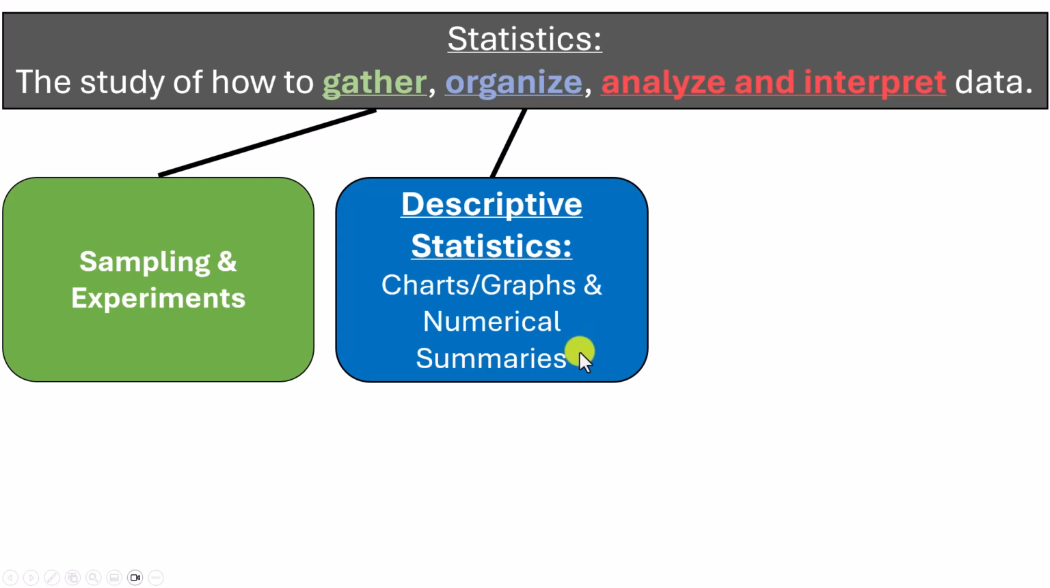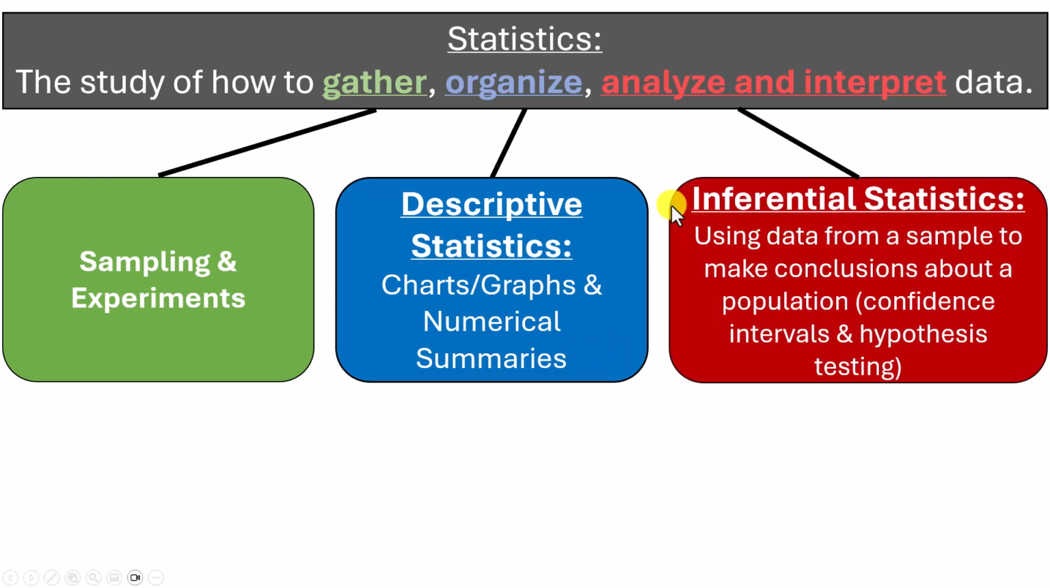Finally, we have the last and perhaps the largest area of statistics, which is analyzing and interpreting data, what we typically call inferential statistics, coming from the word inference, to draw a conclusion. This is when we use data from a smaller group, which we call a sample, to make conclusions about a bigger group, which we call a population. The two most common areas of inferential statistics are what we call confidence intervals and hypothesis testing.